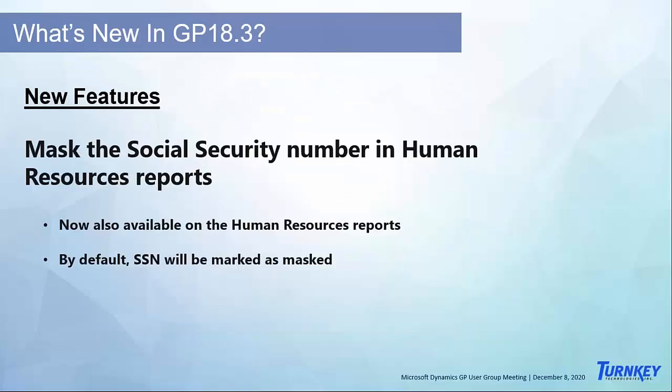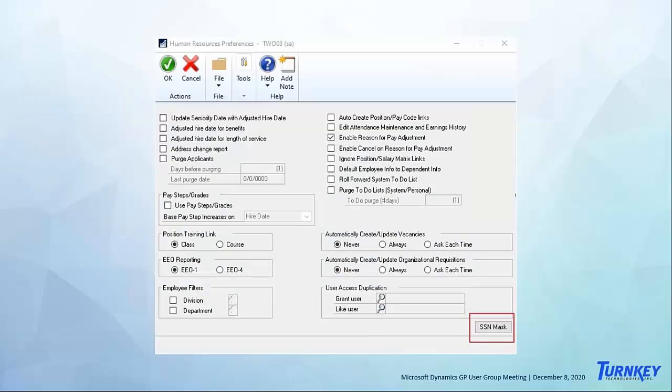Okay, the masking of the Social Security number is now available in HR on their reports. As some of you know, this was previously available in payroll only, and it is now the same in HR. So what you would do then is go to Tools, point to Setup, choose System, and click Human Resources Preferences. And you'll see towards the bottom of the window, you'll see the SSN mask button has been added.